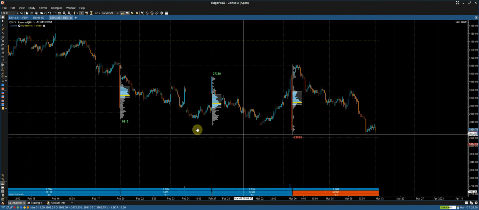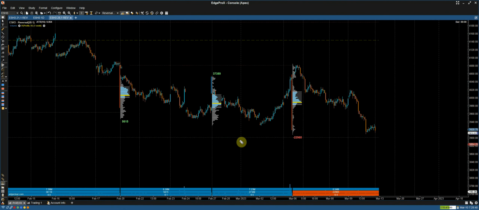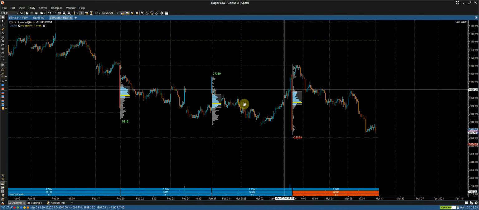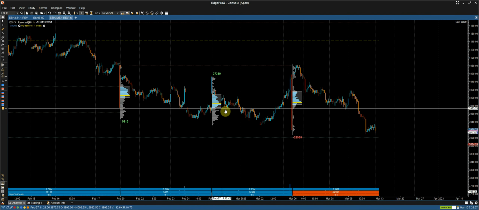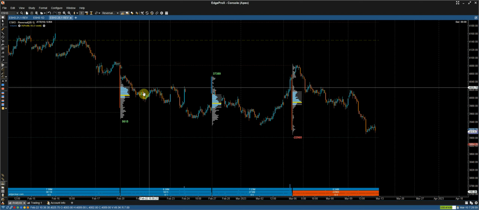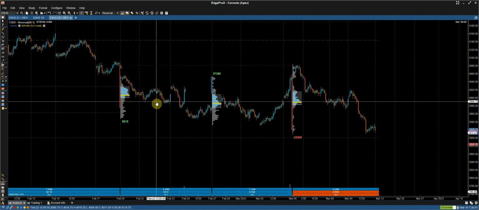Lastly, this is the 3 weeks that I wanted to show you. This is going back to about February the 20th and then all the way up until current day. You can see that our profiles are pretty much just jammed on top of each other here. There's not a lot of wiggle room going from profile to profile as far as where price is actually going. It just hasn't gone anywhere.